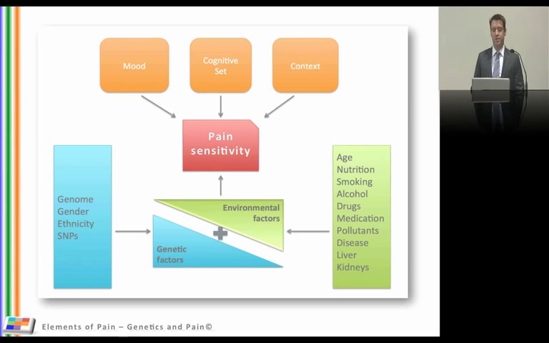And environmental factors are various things such as alcohol, drugs, medication, pollutants, and various diseases as well. And then of course pain sensitivity, specifically mood, cognitive set, and the context of the situation can have an effect on sensitivity of pain.